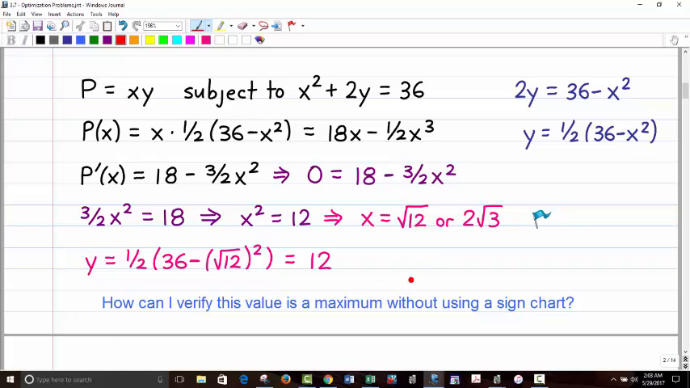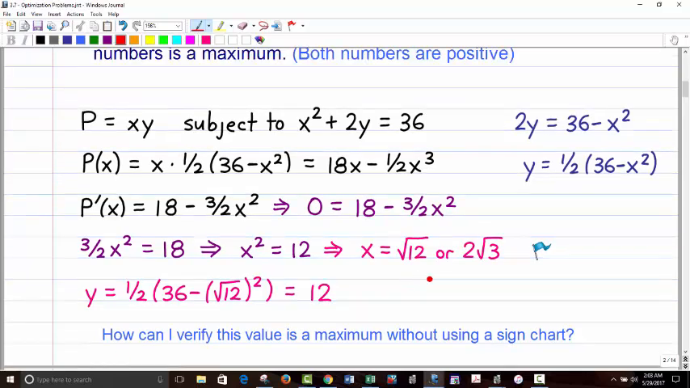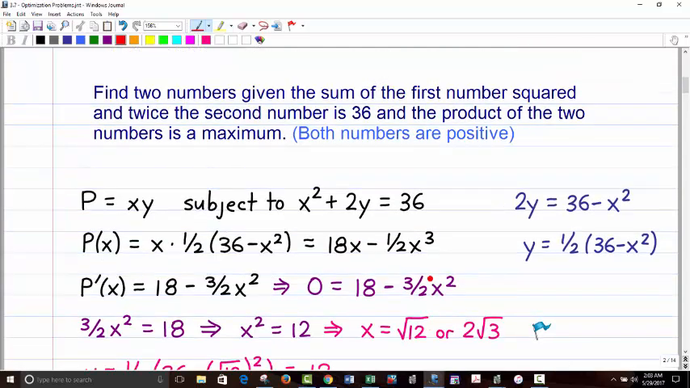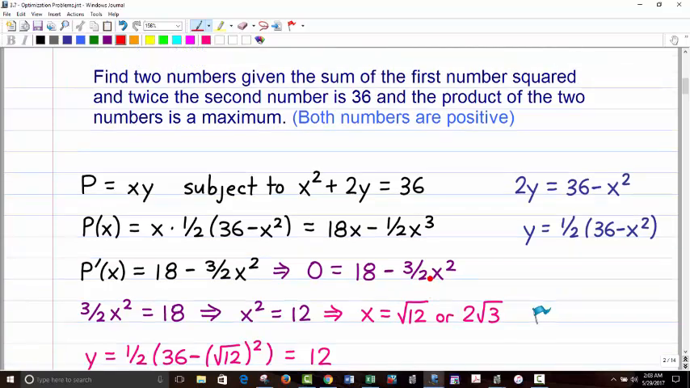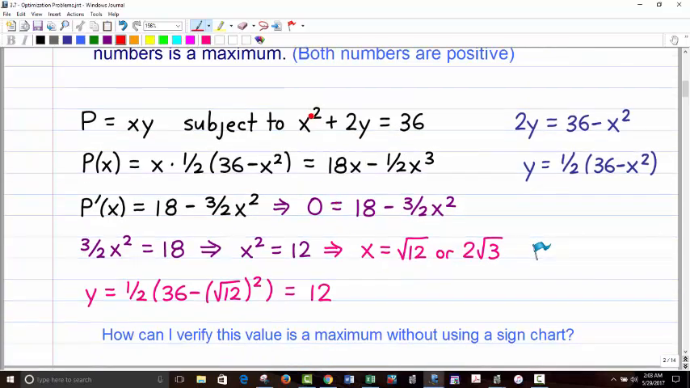So basically what this problem is saying, with 2 root 3 and 12, is that the product of those numbers is a maximum given the constraint. So the square root of 12 squared would be 12, plus 2 times 12 will be 36. So in other words, when you multiply those together, that would be 24 root 3.